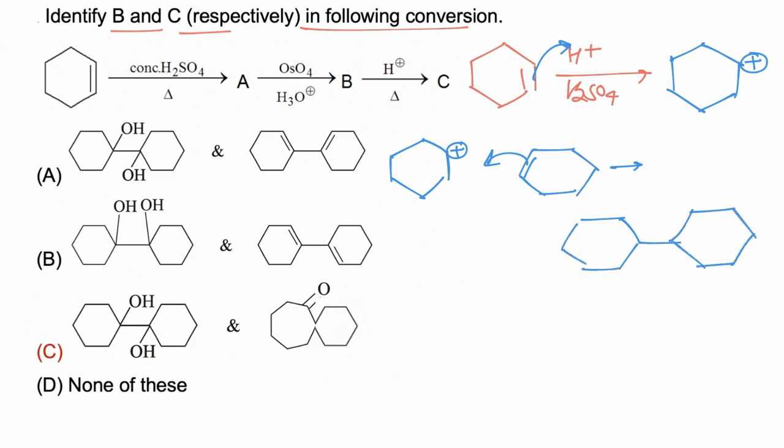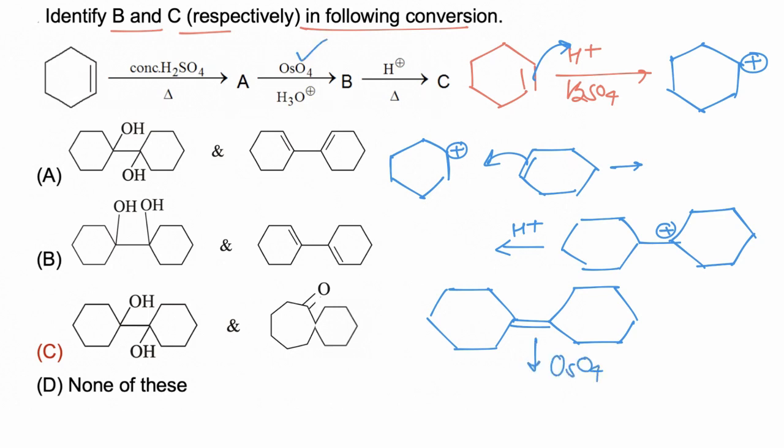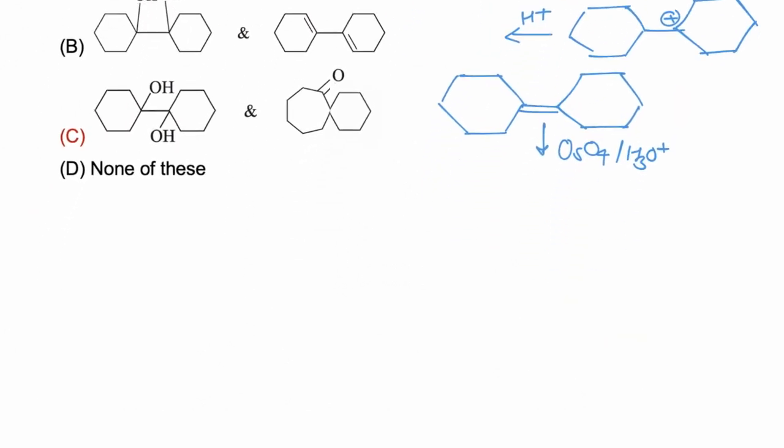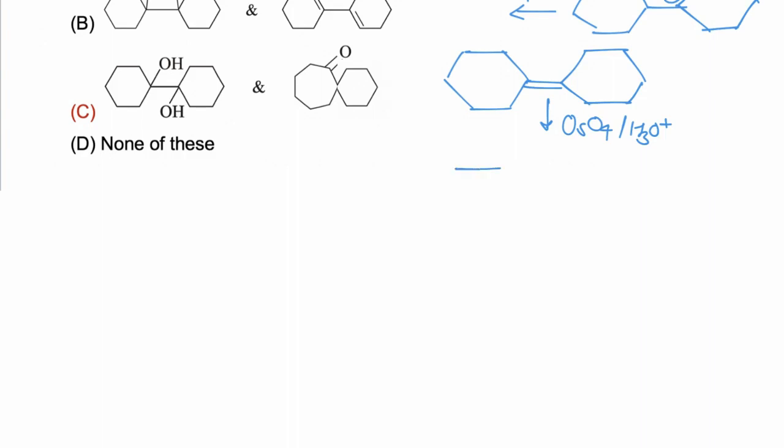Now this carbocation will eliminate hydrogen and it will form an alkene after elimination. So now this alkene is formed as a product. Now reacting the alkene with osmium tetroxide followed by acidic water will produce a diol. So a syn diol is formed as a product after reaction with osmium tetroxide.